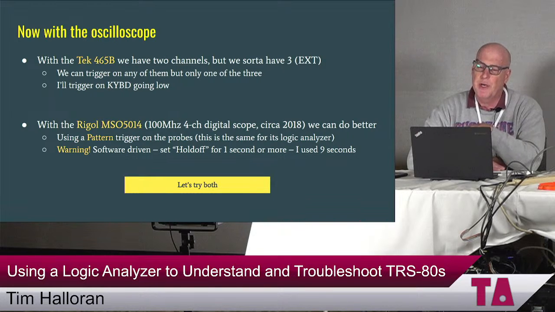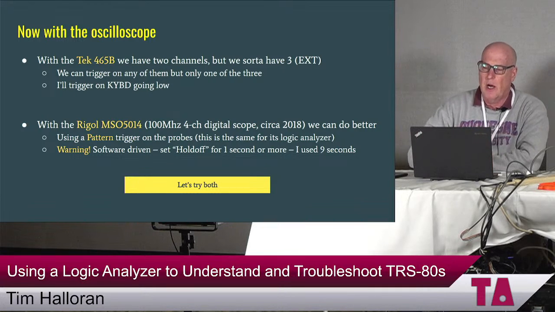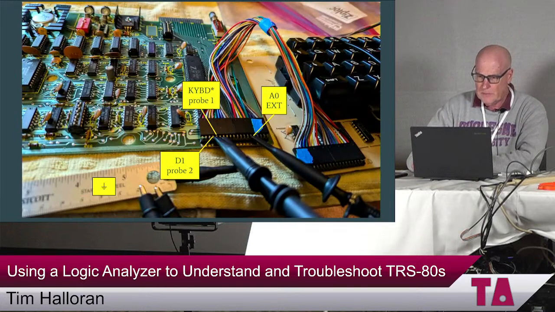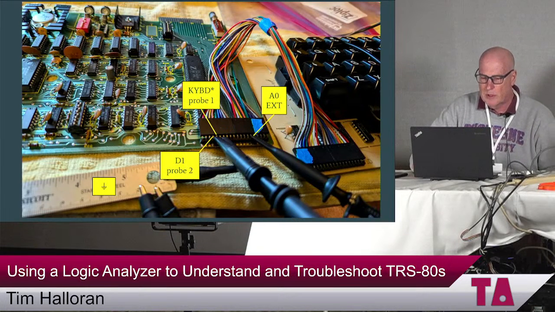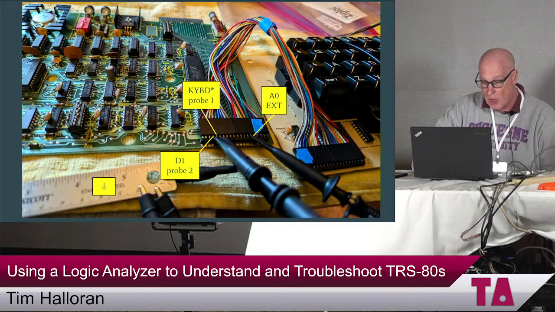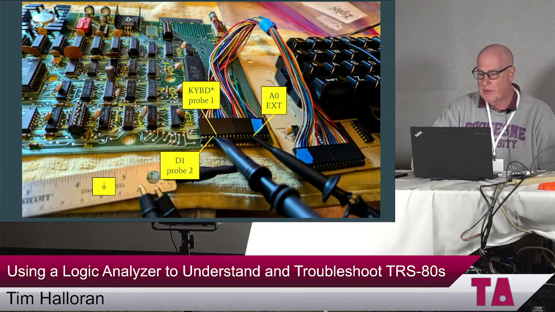So I'm going to trigger on keyboard, the keyboard signal going low. So let's start with that, and then we'll switch over to the Rigol. We'll try both, but let's start with the Tech 465B. So again, this is my setup here. Excuse my poor ruler ground. It's got a metal ruler I'm hooking all the oscilloscope probes up to, and I've got probe 1 on keyboard star, and then probe 2 is on D1, and A0 is the external line.